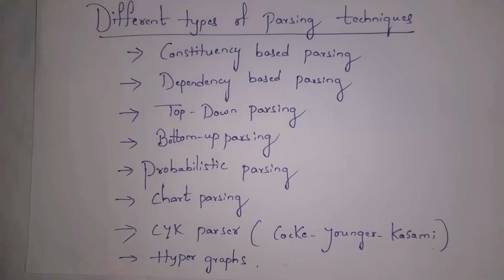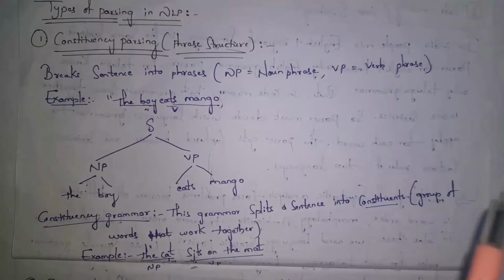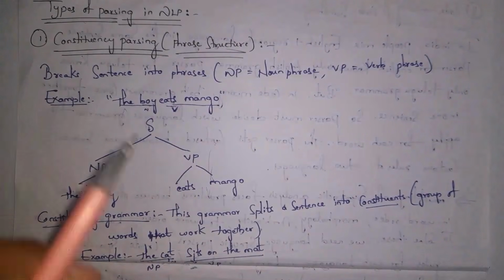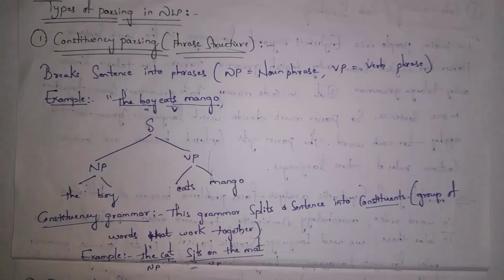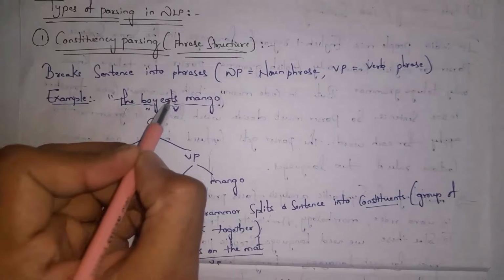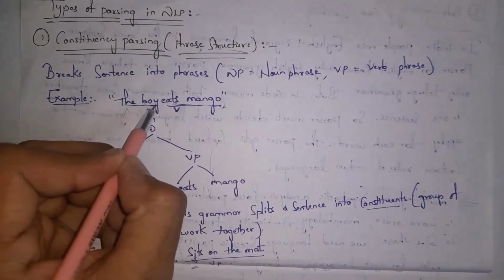First of all, let me explain what constituency based parsing is. We also call constituency parsing phrase structure parsing. In constituency parsing, we break a sentence into phrases. Normally in any sentence there are two phrases: one is the noun phrase and the next one is the verb phrase. I'll give one simple example. For example, there is the sentence the boy eats mango. In any sentence, at first we need to find the verb. In this sentence, the verb is eats. So from the verb, the complete right side part comes under the verb phrase and the left side part comes under the noun phrase.